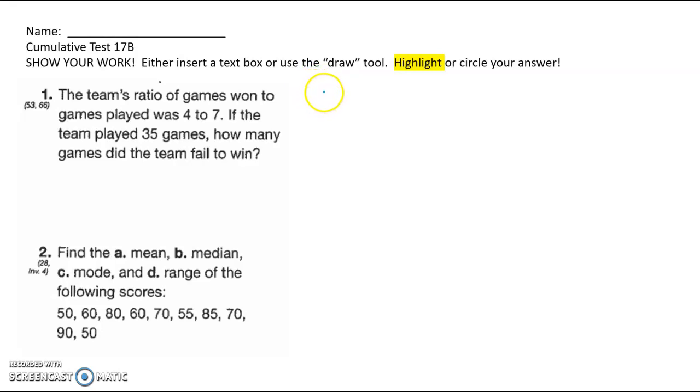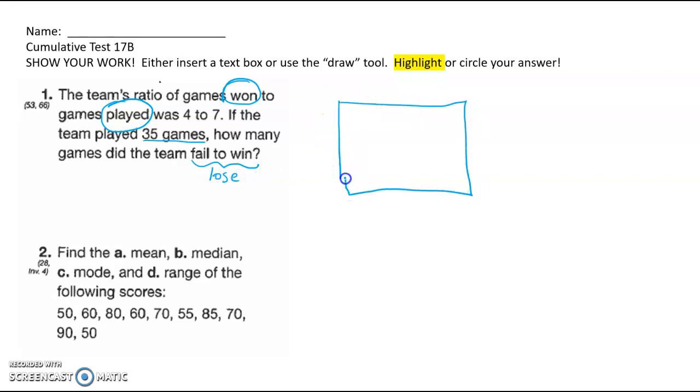So first question is one team's ratio of games won to games played, not lost, is 4-7. If the teams played 35 total games, how many games did they fail to win or lose? So we need a ratio box proportion, cross multiply here. We're going to have won, lost, and total, and this is ratio, and this is actual.